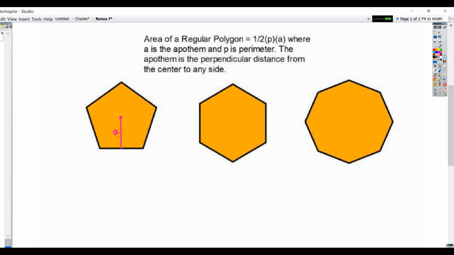Do I have others? Yes. I could also go this way. I could also go that way, but it has to be a perpendicular distance because it's the shortest distance from the center to one of the sides. So if I went from the center here to the vertex here, that's going to be what? A longer distance, right? Okay, does that make sense? So it's specifically the apothem. So that's the formula for the area of a regular polygon.